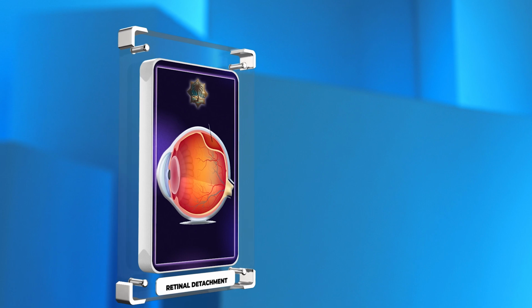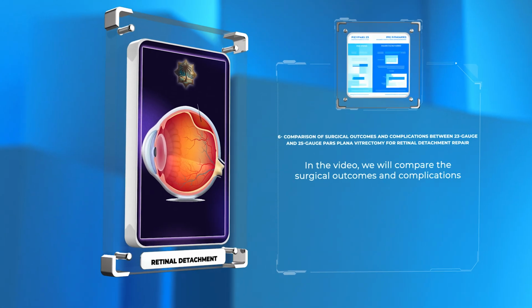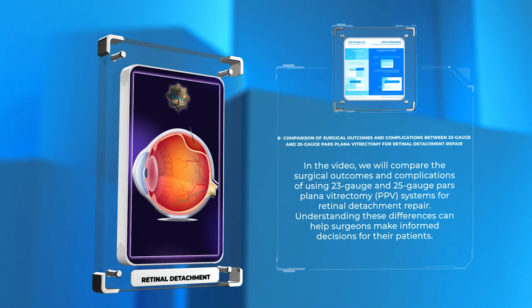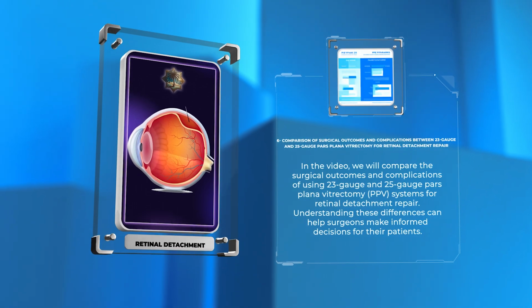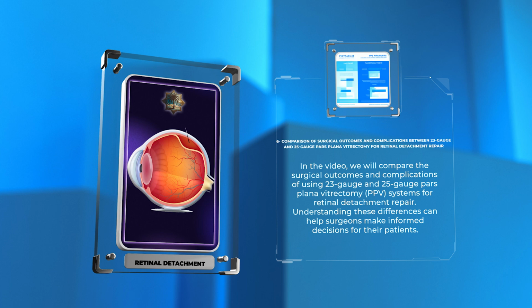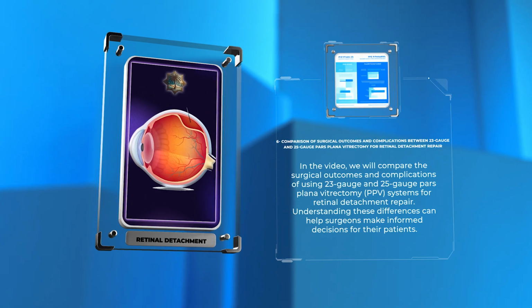In the video, we will compare the surgical outcomes and complications of using 23-gauge and 25-gauge pars plana vitrectomy, PPV, systems for retinal detachment repair. Understanding these differences can help surgeons make informed decisions for their patients.